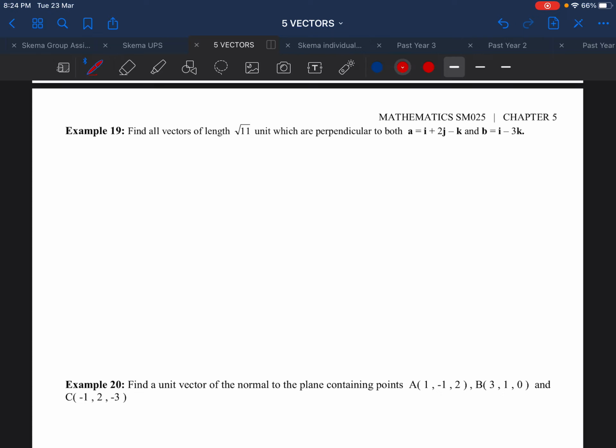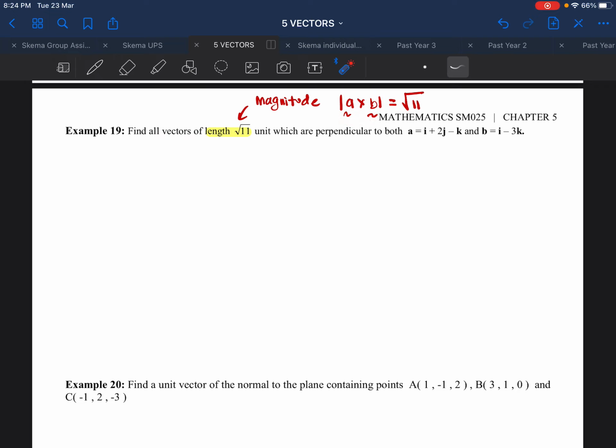Soalan kata find all vectors of length square root 11 unit which are perpendicular to both vector A and B. So bila dia cakap pasal length ialah kita punya magnitude. Okay, ini dikenali sebagai magnitude kita, which is kita tahu magnitude kita ialah A cross B equals to square root 11. Itu apa yang kita tahu. So apa yang kita perlukan ialah A cross B.